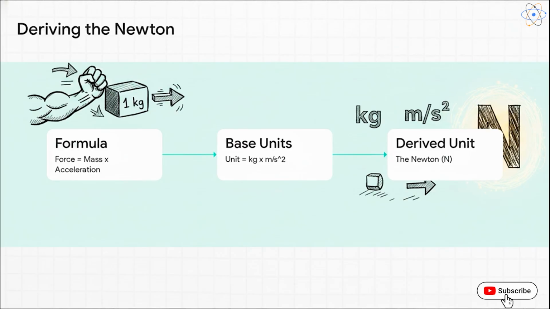Let's see how this builds using the concept of force. We start with Newton's second law, right? Force equals mass times acceleration. So if we take a 1 kilogram block and accelerate it at 1 meter per second squared, the fundamental units, kilograms and meters per second squared, combine, and together they create the derived unit of force, the Newton. So the unit of force isn't just some random arbitrary thing. It actually encodes the exact physics directly from the formula.